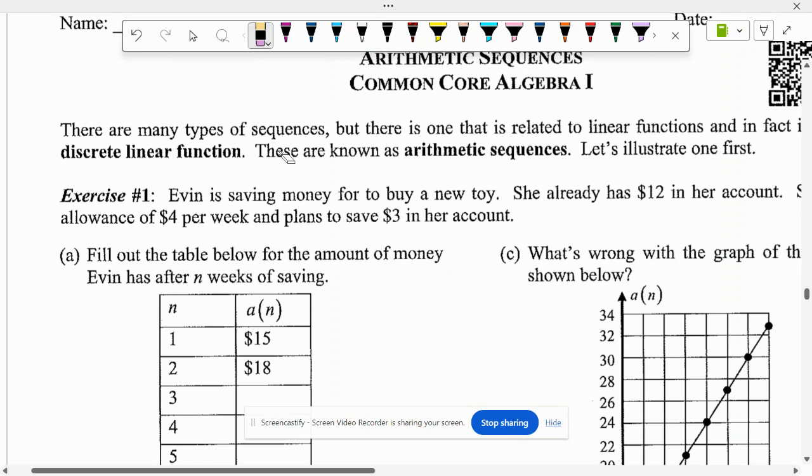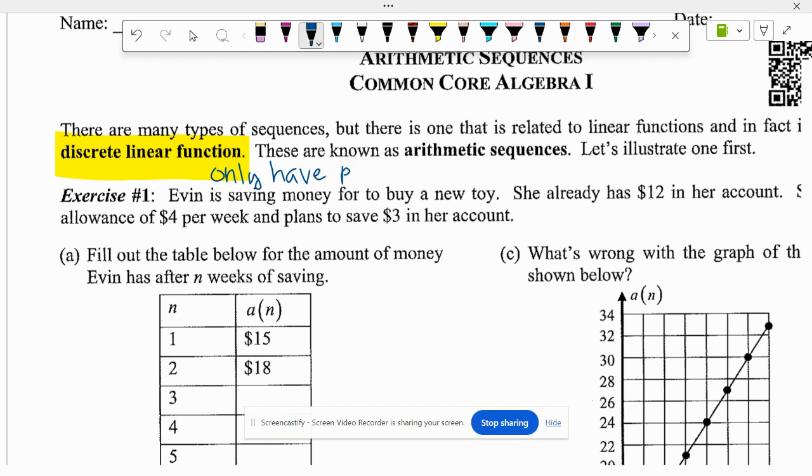So I want you guys to underline that word, discrete linear function. I want to talk to you about that. When we talk about a discrete linear function, what we mean is that we only have points on our graph, even though it's linear. Even though it's linear, we only have points. No line. Again, let me say, even though it's linear, we only put points on there.